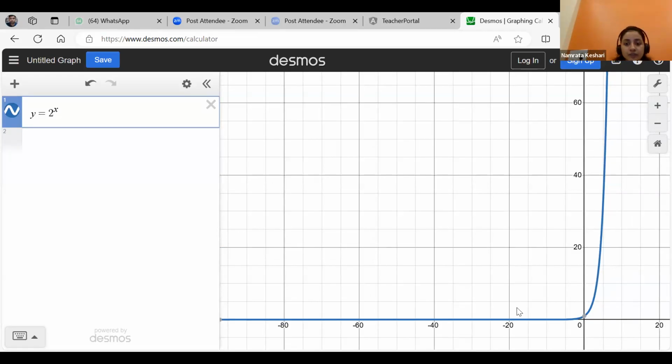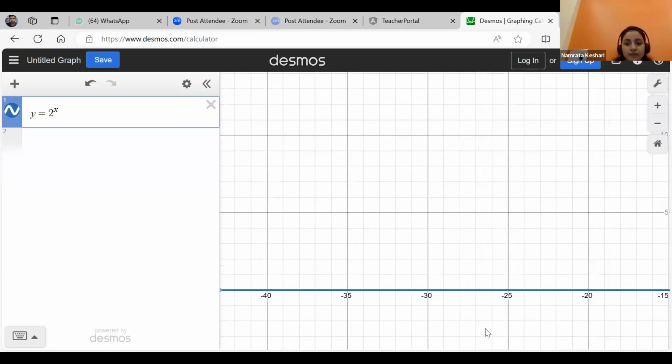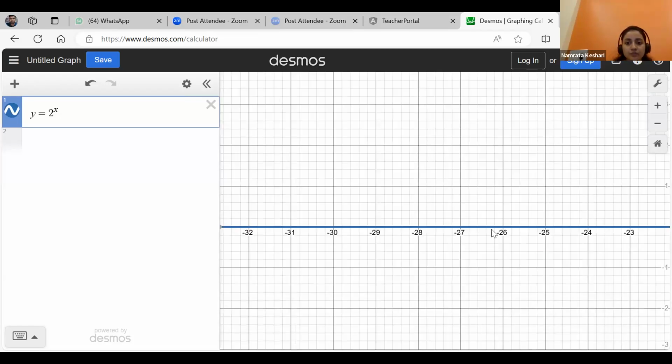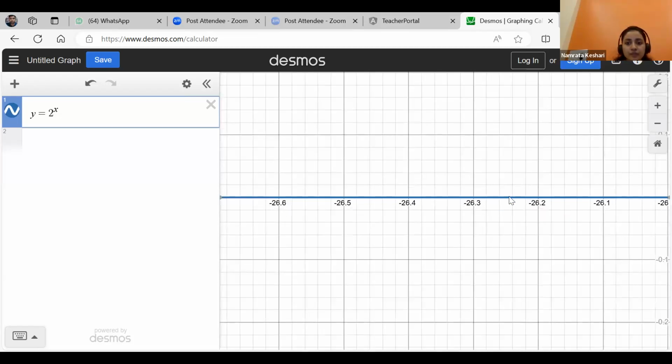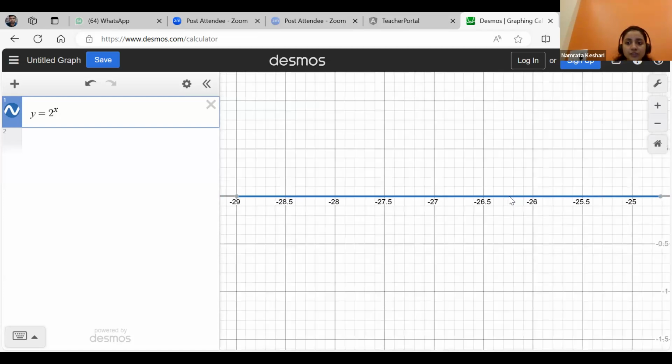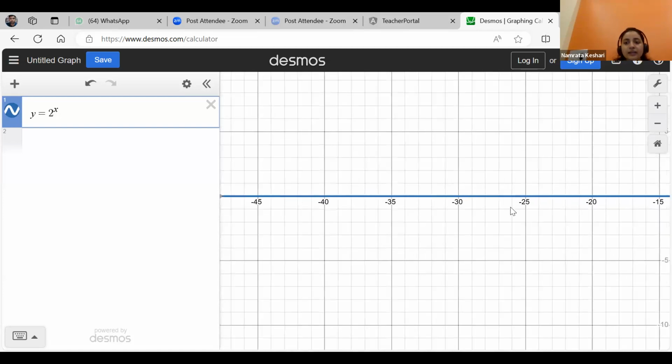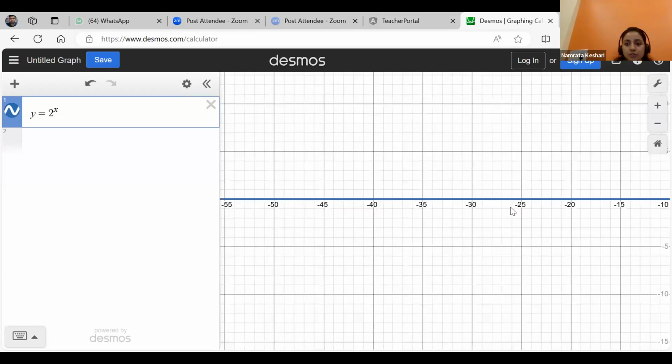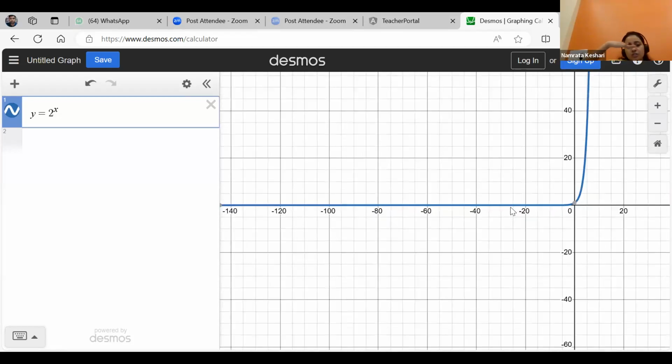I need to zoom to show it to you, but actually it will just approach. When x approaches minus infinity, y will approach 0. Okay, so this is what we are having.